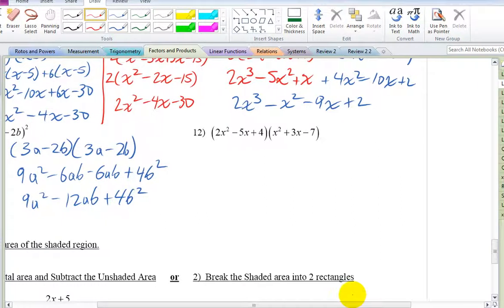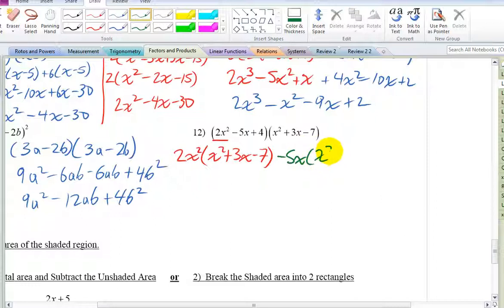Okay, 12. 12 is kind of cool, but it's a little bit long. So what we're implying here is it's 2x squared times everything. Now put your pencils down. So 2x squared times x squared plus 3x minus 7. This can get really long. This would be minus 5x times x squared plus 3x minus 7. And I'm almost out of room. Then the last one would be plus 4 times x squared plus 3x minus 7.